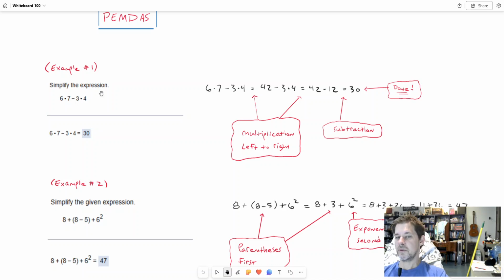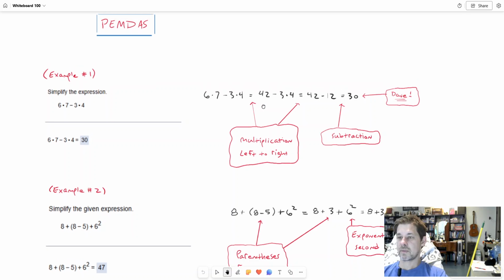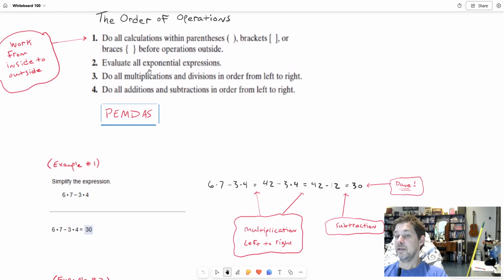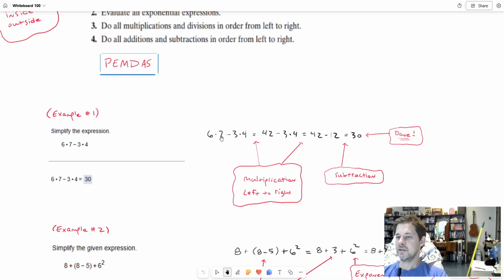Okay, well, so I wrote it out, and I'll take this step by step, just like those order of operations said. Okay, so first, what do I have? I got multiplication. I got 2 multiplications, and I have a subtraction. According to this, multiplications and divisions come before additions and subtractions. So I would need to do multiplication as I find it here, reading it left to right. That makes 6 times 7 first.